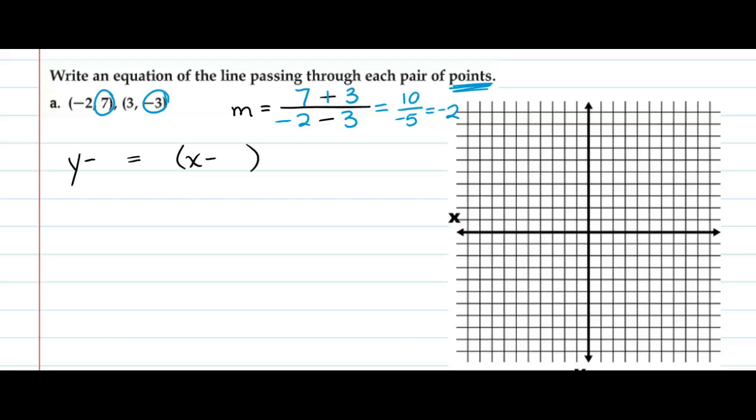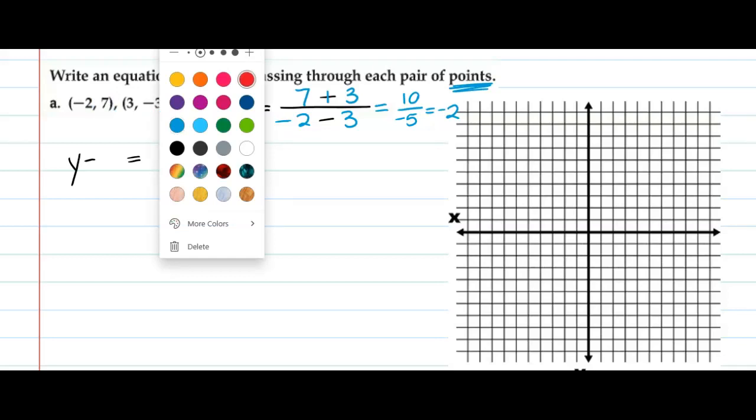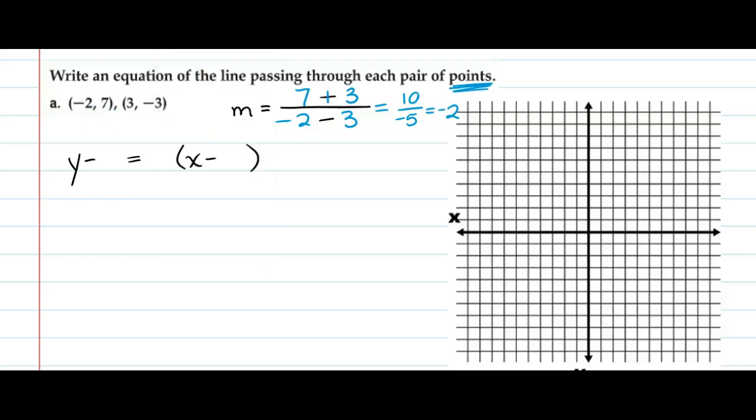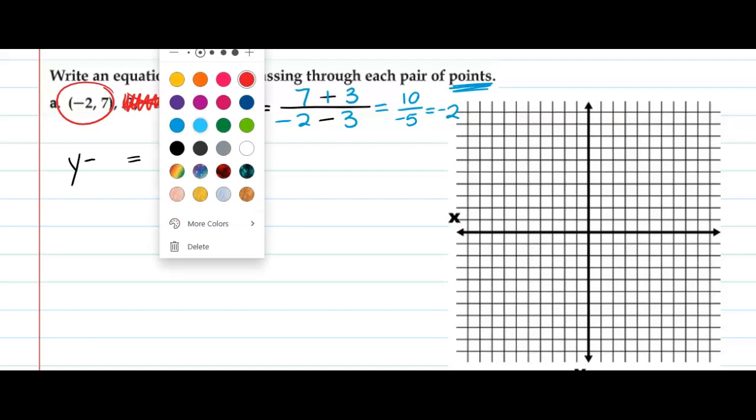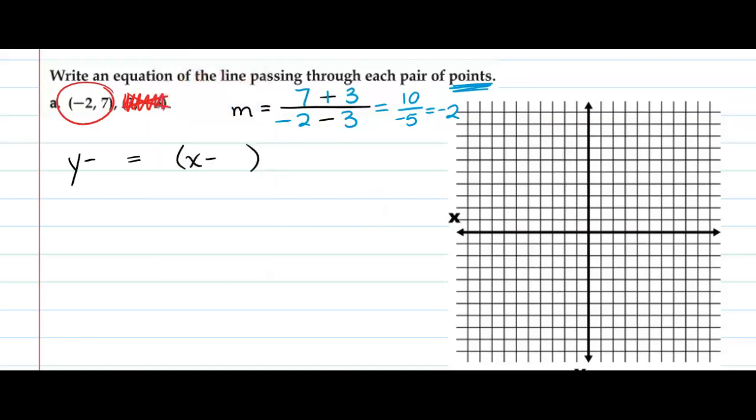First of all, you have to pick your favorite point. You might say, well, I don't have a favorite point. Sure you do. Everybody has a favorite point. I'm going to choose this point, which means I'm just going to cross out the other point. I don't need it anymore. I used it to find the slope, and now I can get rid of it. I'm going to now use the point and the slope that I have, just like we did above. y minus y, m, x minus x.